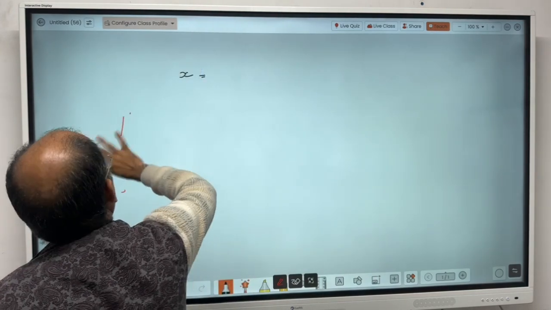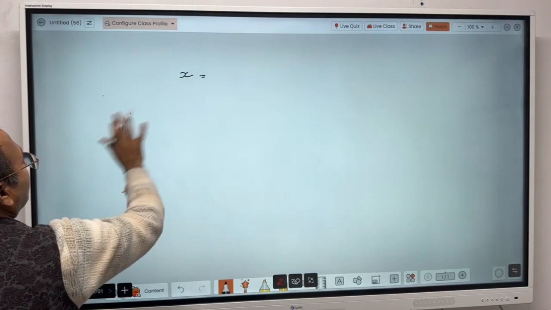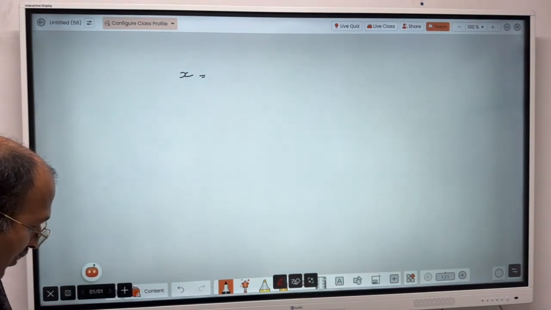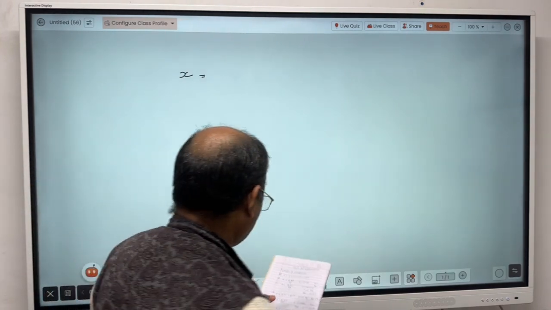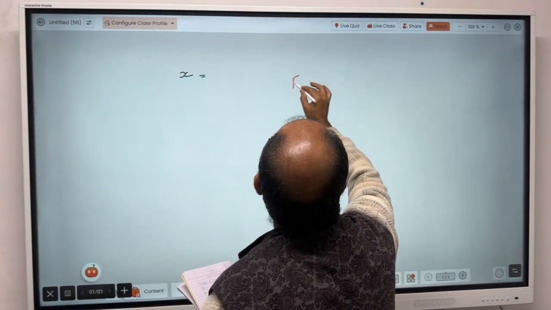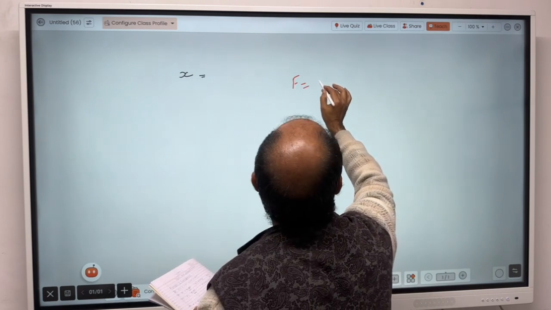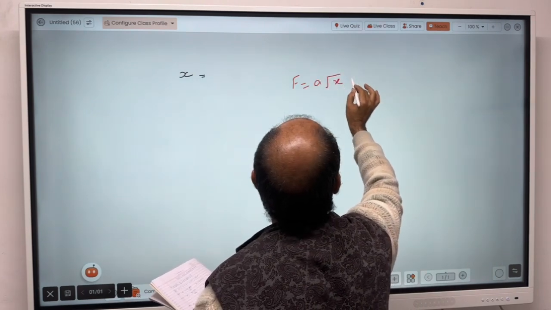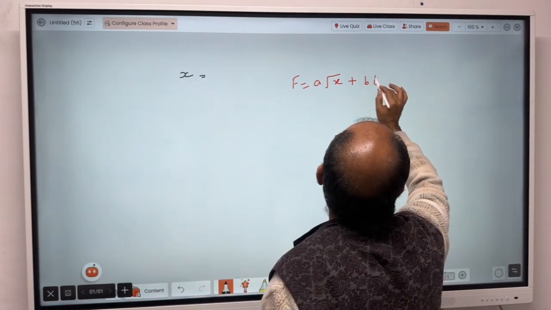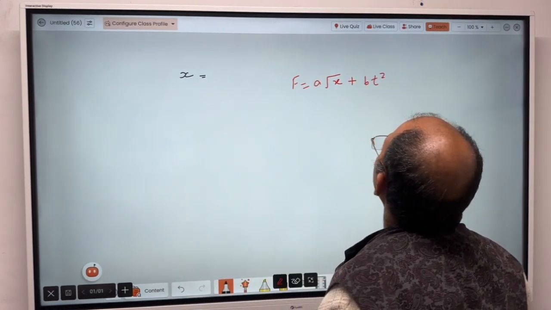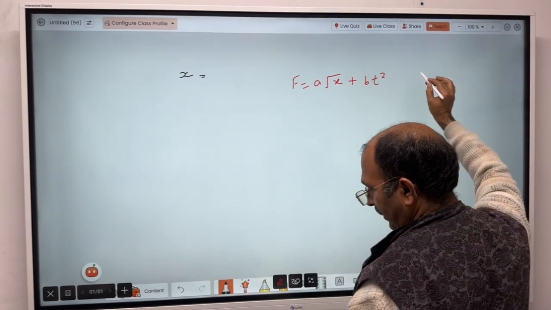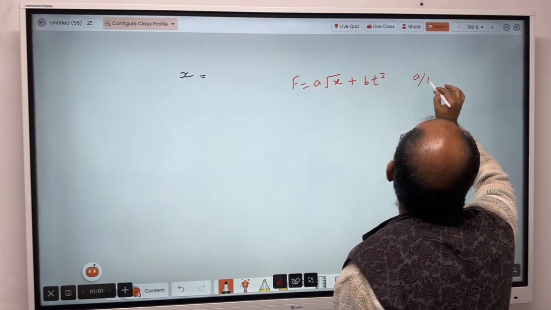Now we are going to see some other things. So we have a question: F equal to A root x plus B t square. We have to find out the dimensions of the product A into B.